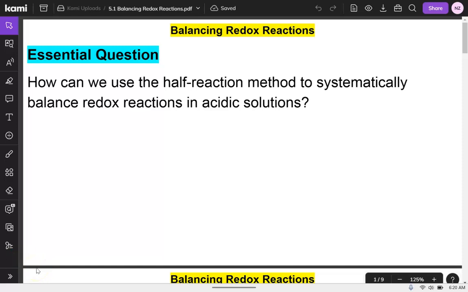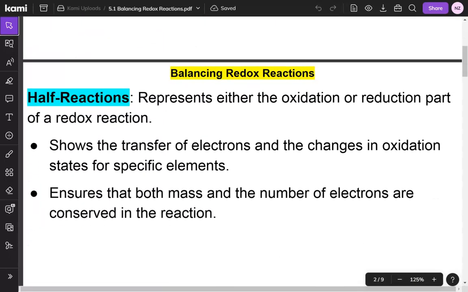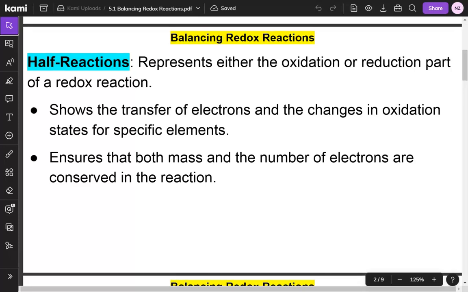In this video, we're going to go through balancing redox reactions. The essential question that we're going to be answering is how can we use the half reaction method to systematically balance redox reactions in acidic solutions. There is another method to balance in basic solutions, but this video is going to focus on acidic solutions only.